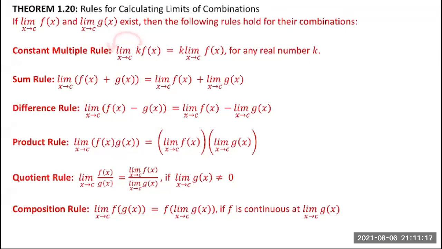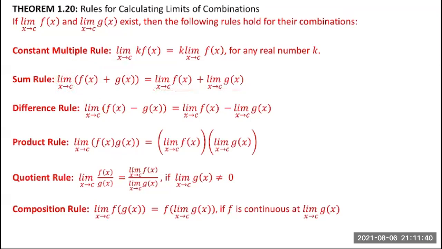That's it. Okay, and then the sum rule. The limit as x approaches c of f of x plus g of x. Okay, the limit of the sum of these functions is the sum of the limits. Or in other words, you can kind of distribute this limit as x approaches c statement. Okay, you can distribute this to this one and this one to get this.